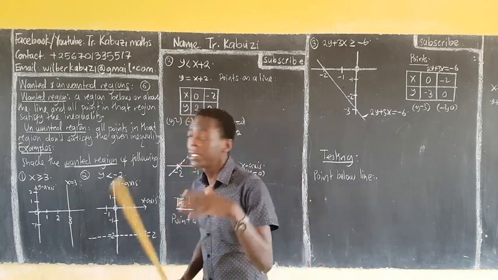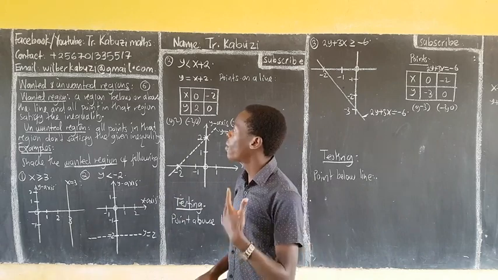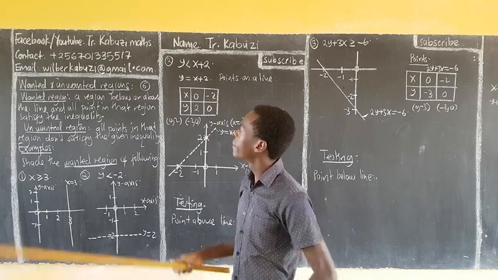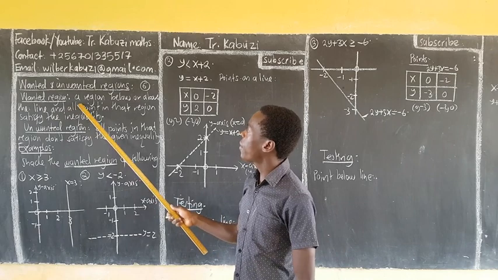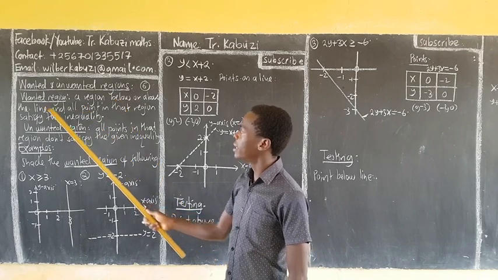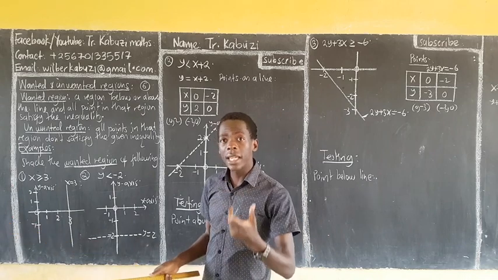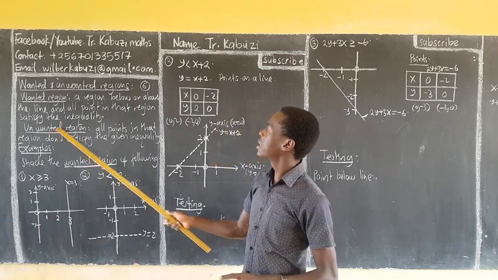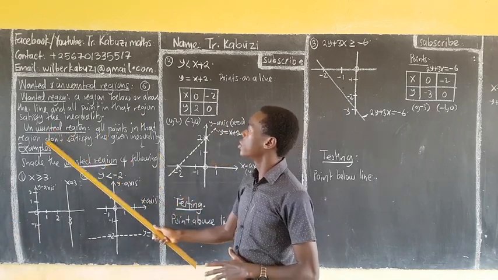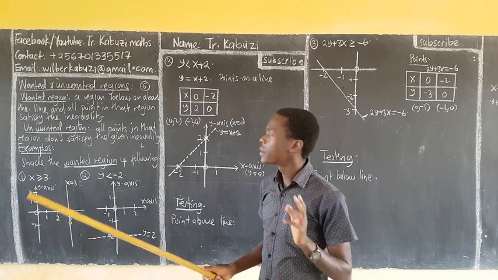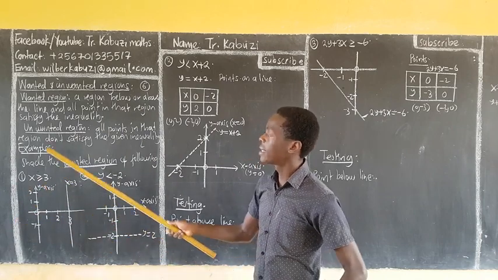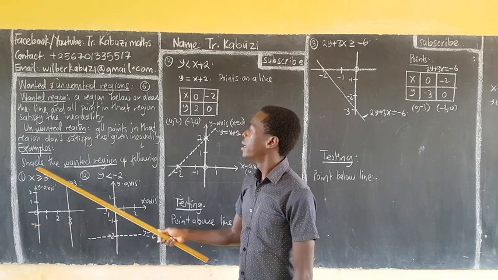We start with what the wanted region means. A wanted region is a region below or above the line, and all points in that region satisfy the inequality. We are going to see how. Unwanted: all points in that region don't satisfy the inequality. We are going to see how. Let us see an example straight away.